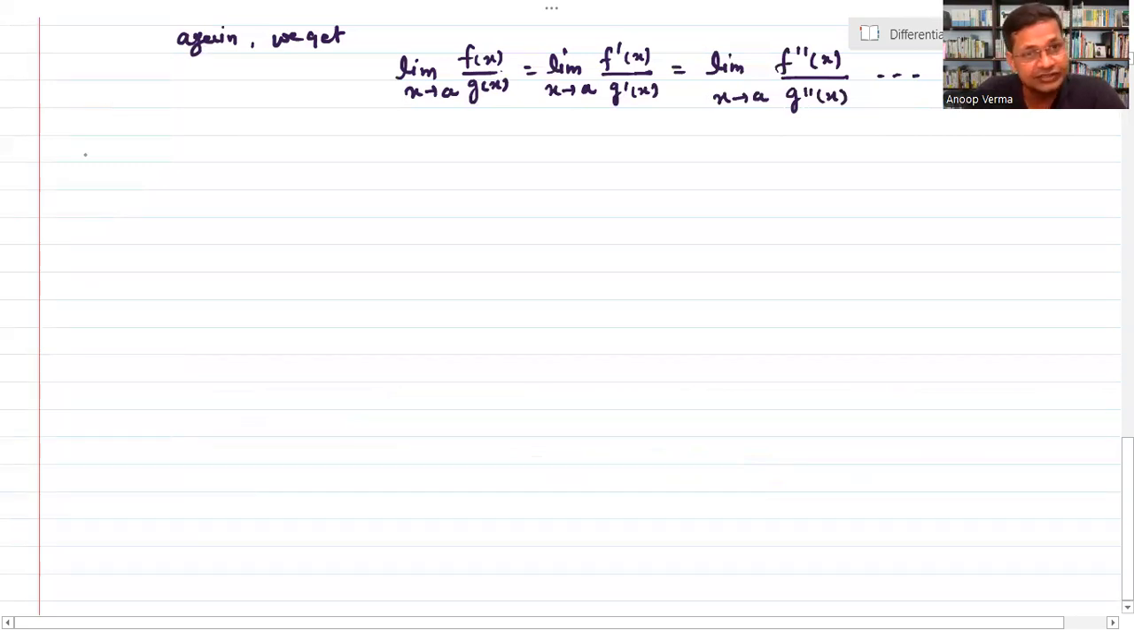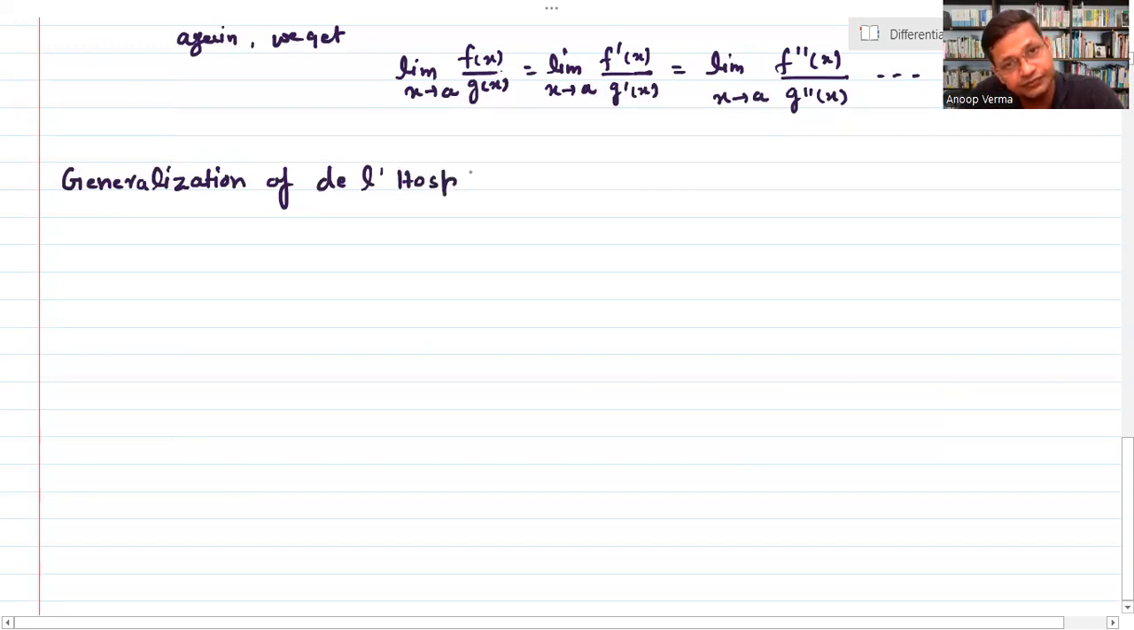Okay, so if you are generalizing this theorem, the generalization of L'Hospital rule. Okay, so let's write and define the theorem. What is the theorem?